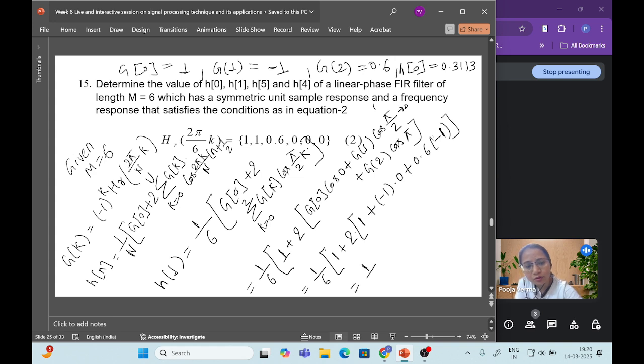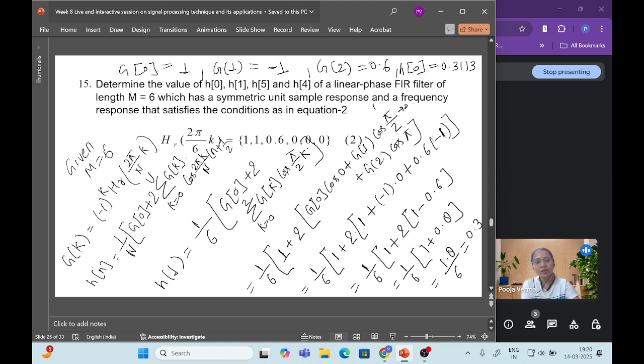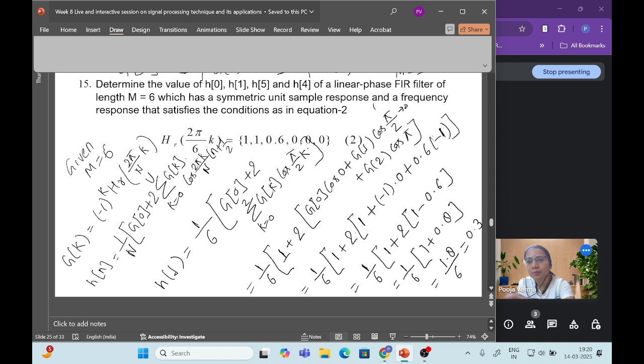Okay, so 1 by 6, 1 plus 2, 1 minus 0.6. Okay, so if you further calculate it, you will get 1 plus 0.8. Now further you will divide and add it. So 1.8 divided by 6, you will get 0.3. So h of 1 value you will get 0.3. Okay.